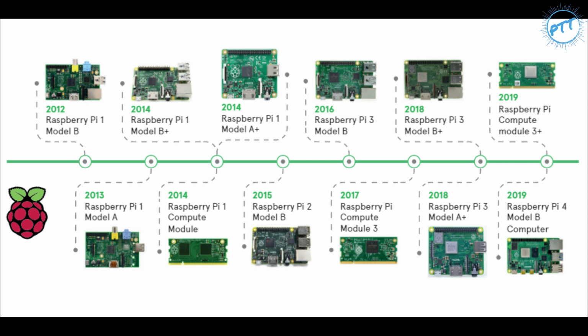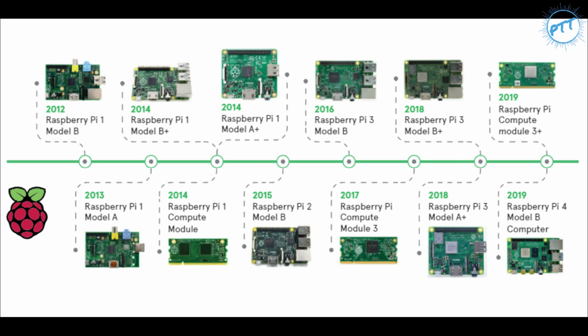In the year 2017, the Raspberry Pi Foundation introduced the second version of its computing module, which was called the Raspberry Pi Compute Module 3. Then, in 2018, it launched the Raspberry Pi 3 Model B+. This model ran on a 1.4 GHz 64-bit ARM Cortex A53 processor with 1 GB of RAM.